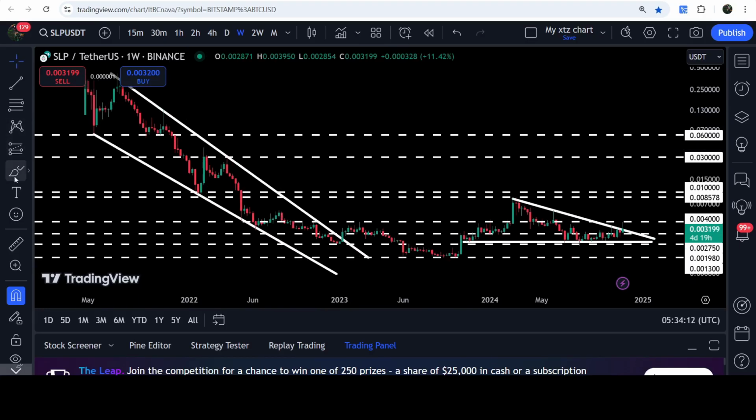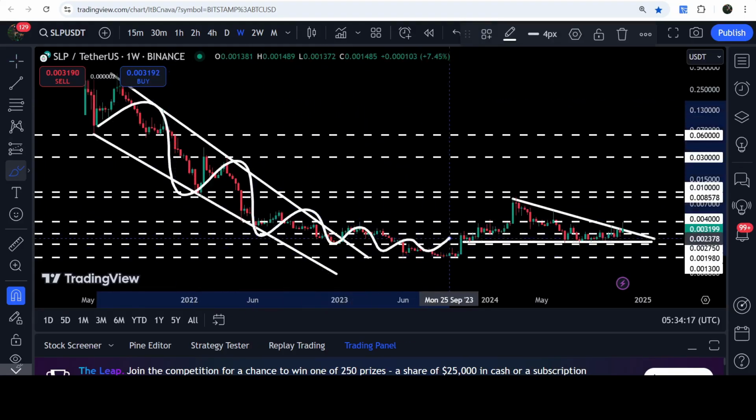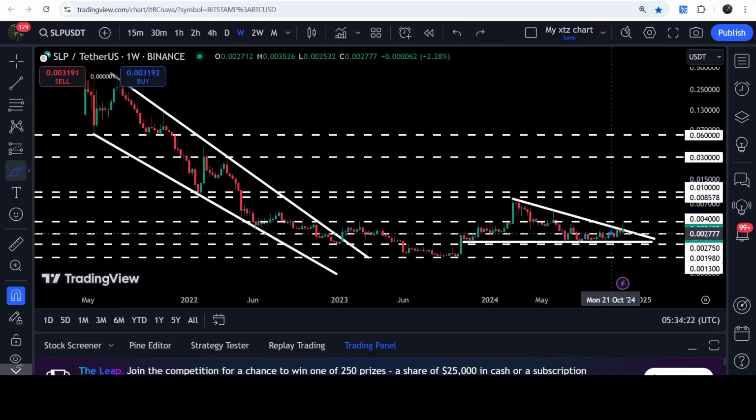And this was the previous falling wedge pattern, by the way, and you can see that after the breakout, the price was moving sideways here. And now for the past several months, it is moving inside this descending triangle. Right now, you can see that the price is trying to break out the resistance.